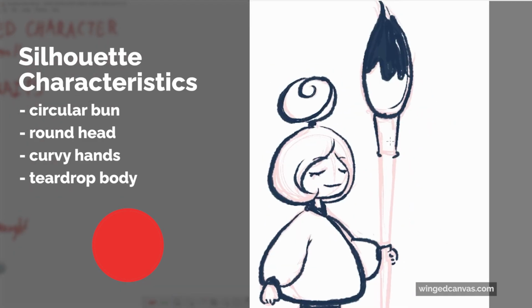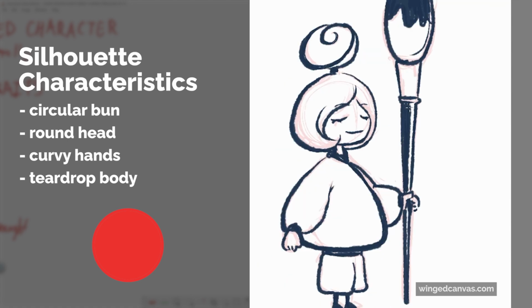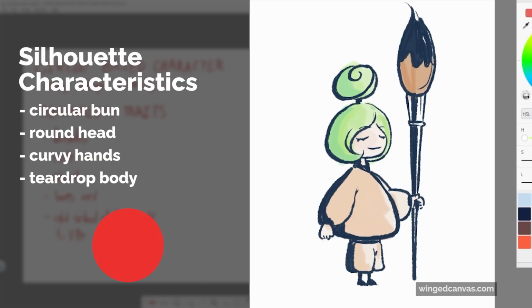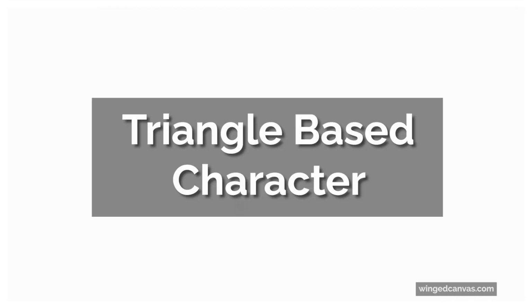And for the body, I went with more of a teardrop kind of bun shape. And for the color, I wanted a very lighthearted, pastel-y, watercolor-ish feel, at least for this moment. Later on, I do end up changing it, but I liked it at this point.